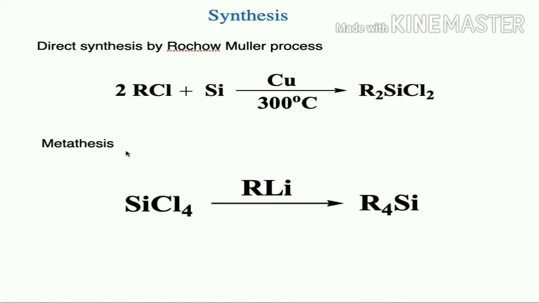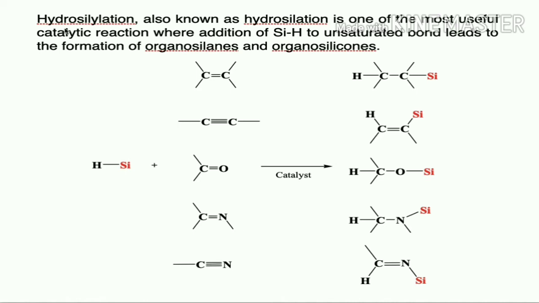The second method is metathesis. Here the silicon chlorides on reaction with organolithium reagent form organosilanes. And the third, important method is hydrosilylation, also known as hydrosilation. It is one of the most useful catalytic reactions, where addition of silicon-hydrogen to an unsaturated bond leads to the formation of organosilanes and organosilicons. So this is a very important synthetic route for the preparation of organosilanes.